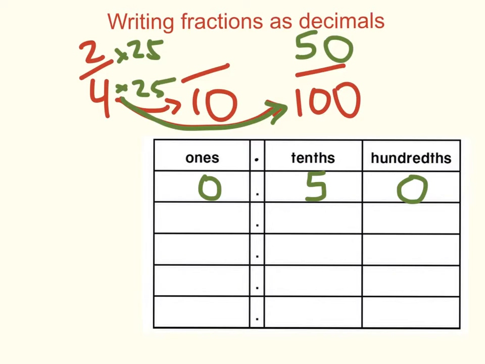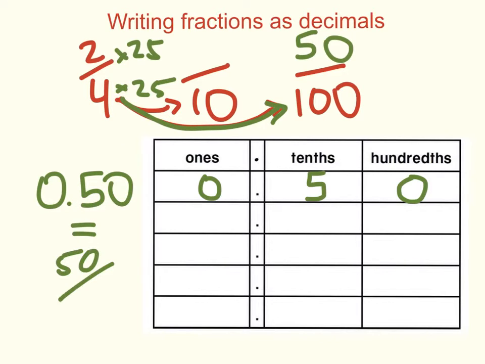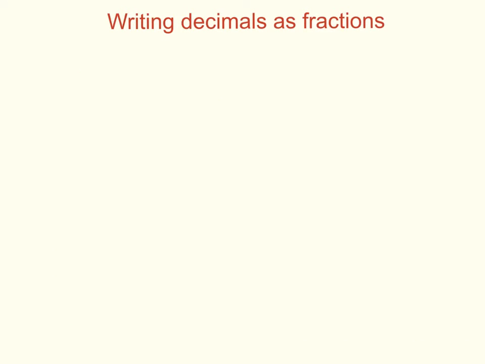There is my decimal, 0.50. That is equal to 50 hundredths. And that's how we write fractions as decimals. Now we'll quickly talk about writing decimals as fractions.